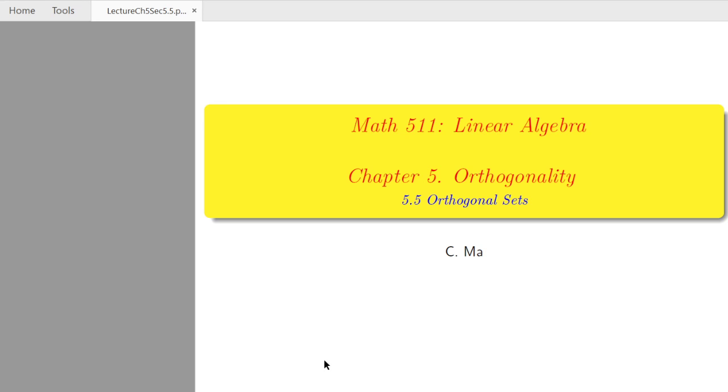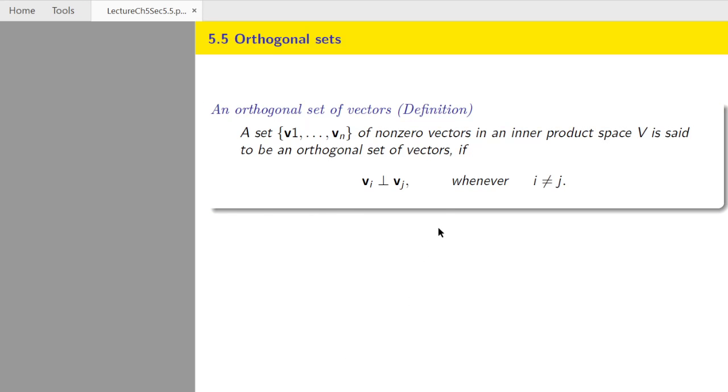Section 5.5, orthogonal set. We consider an inner product space V and n vectors in this space, v1, v2 to vn. We call this set orthogonal if for each pair vi and vj, they are orthogonal to each other.